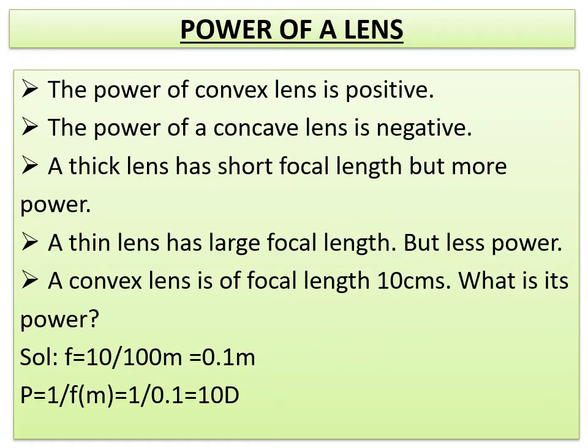Now a few more points you have to remember related to the power of a lens. As we know, the convex lens has a positive focal length and the concave lens has a negative focal length. Therefore, the power of a convex lens is positive and the power of a concave lens is negative. One more point: a thick lens has a short focal length but more power. This is because power and focal length are inversely related to each other. A thin lens has a large focal length but less power, for the same reason, as P and F are inversely related to each other.